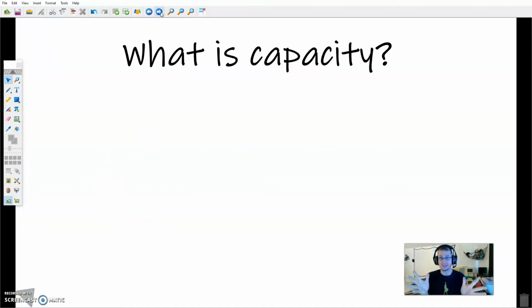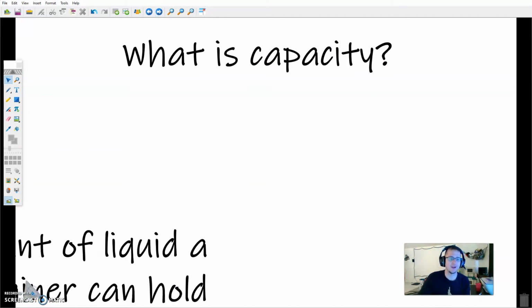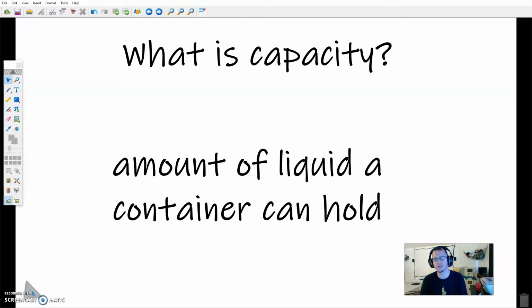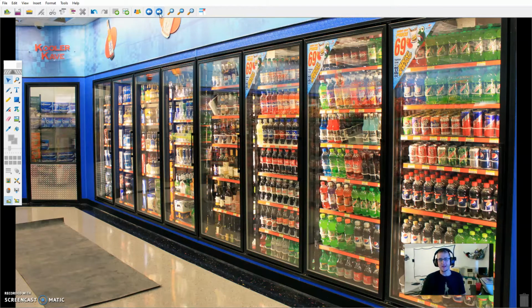What is capacity? When I'm talking about capacity, it's quite simple. I'm actually just talking about the amount of liquid a container can hold. Whether that be the little cup you're drinking out of, or your gallon of milk in the fridge, or whatever it is, we're talking about the amount of liquid a container can hold. So let's look for a minute. Here are a bunch of containers that have liquid in them.